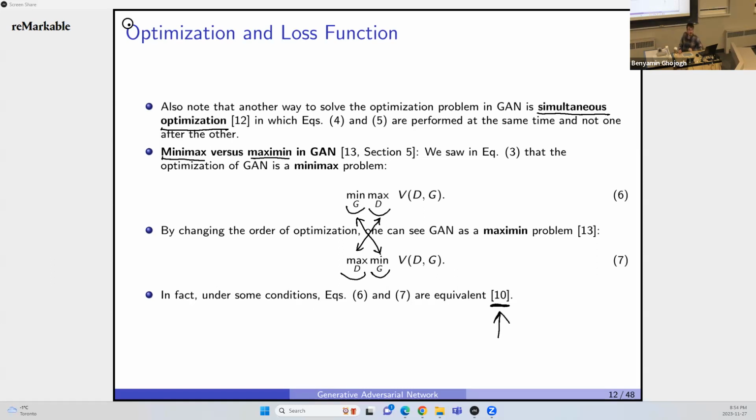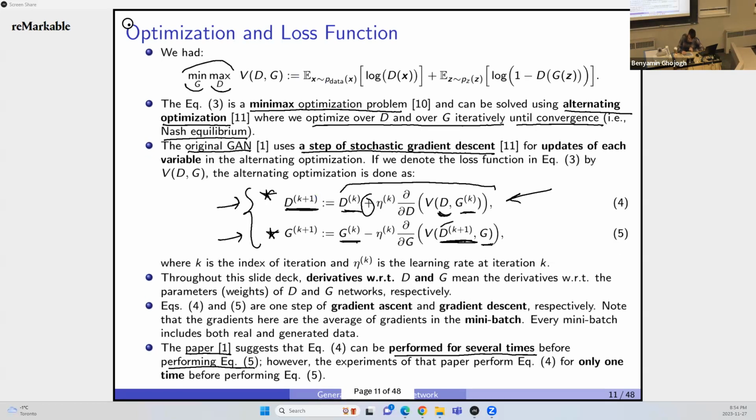Would the formula be different with simultaneous optimization? No, the formula is this. By simultaneous optimization, I mean use D_k rather than D_k plus. Okay.